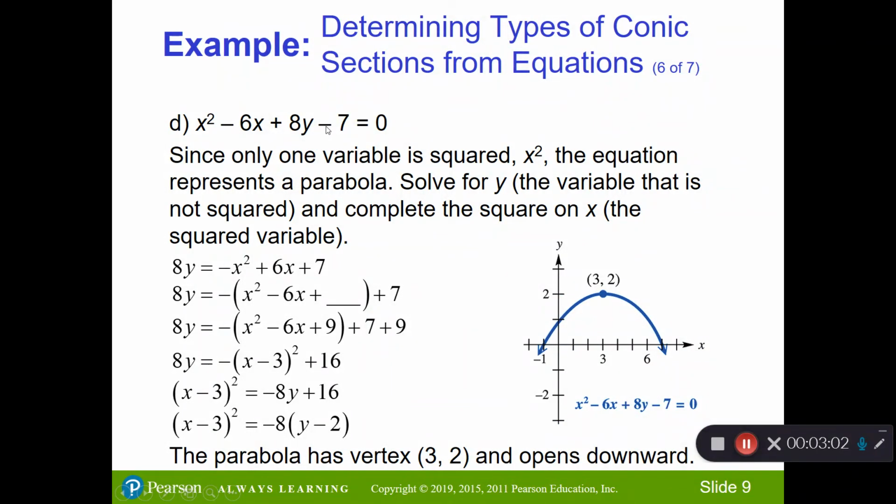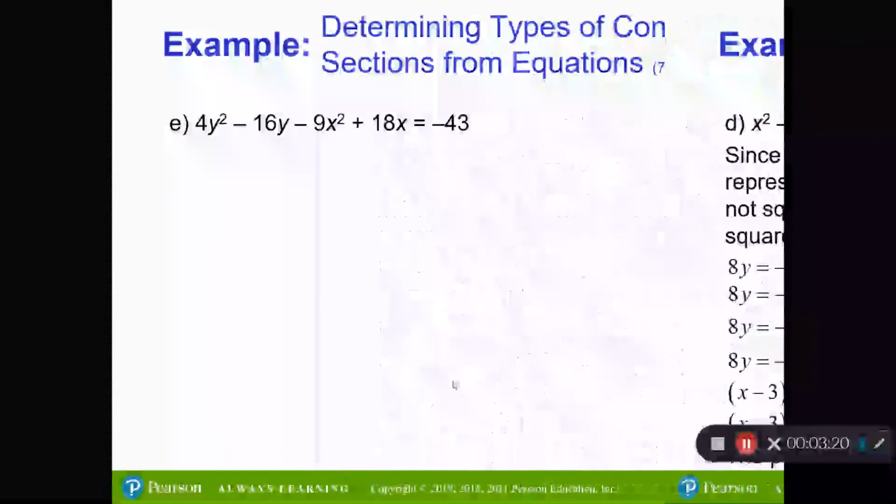So here we suspected a parabola. Go ahead and get it in the correct form. We're going to move everything but the 8y to the other side. Factor out the negative and complete the square on the x terms, which leaves a 7 on the outside. Get it into the right form, and we see there's a parabola, and there's all our information about it.